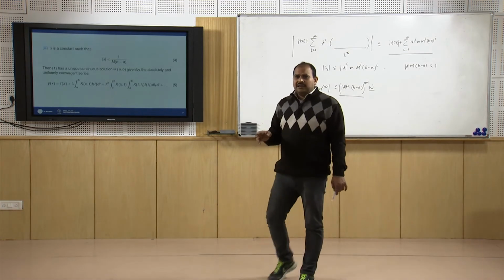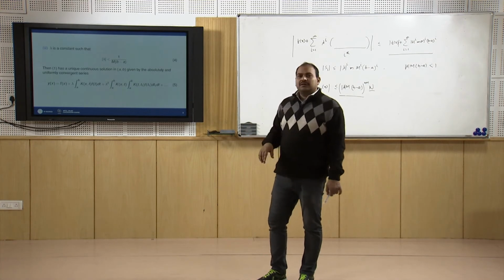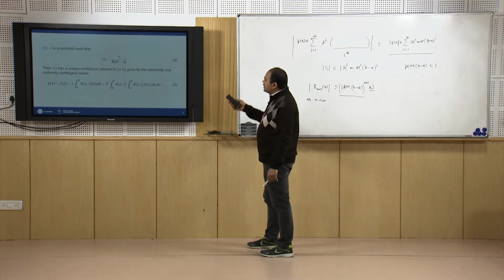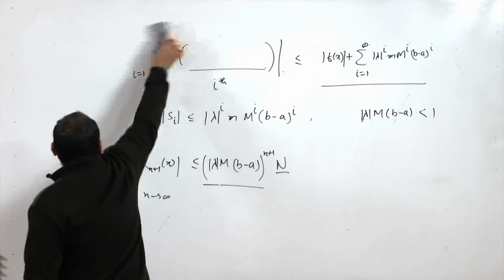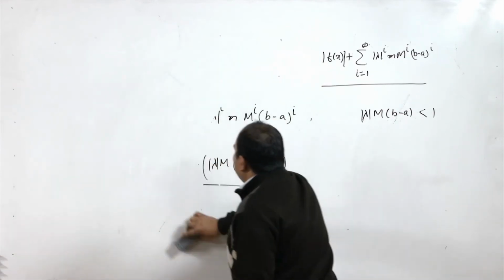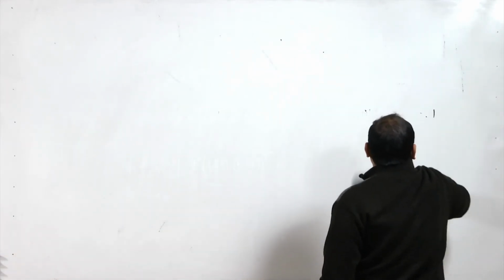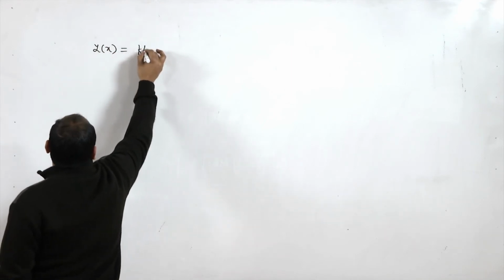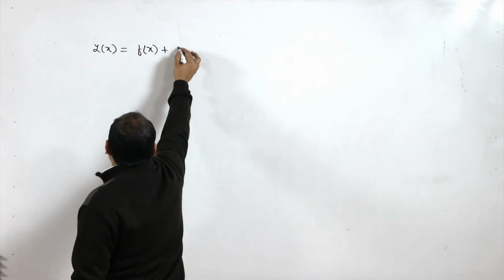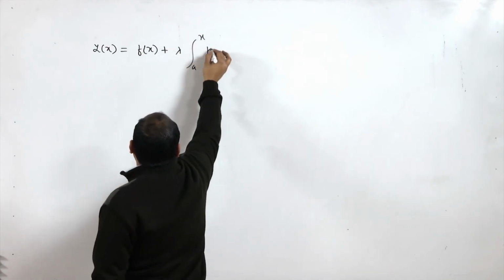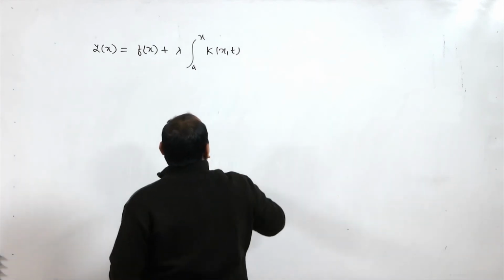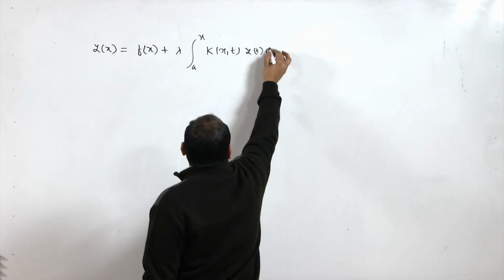If you look at here, the same thing we can do for the Volterra integral equation. The only difference between the Volterra integral equation and the Fredholm integral equation is that the upper limit is replaced by the variable x. So let us look at the same thing for the Volterra integral equation. y(x) is given as f(x) plus lambda times the integral from a to x of k(x,t) y(t) dt.